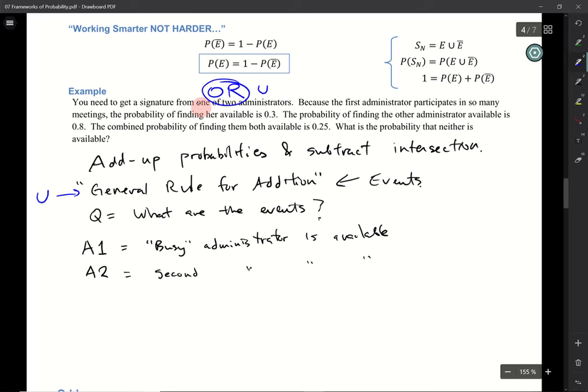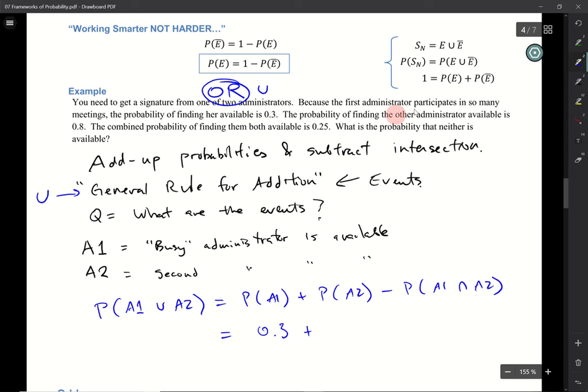So basically, what are we looking at? We're looking at P, the probability of A1 union A2. So we want the probability of A1 plus the probability of A2 minus the probability of A1 intersect A2. The probability of A1 is 0.3. The probability of finding the other one available is 0.8. And the probability of finding them both available is 0.25.